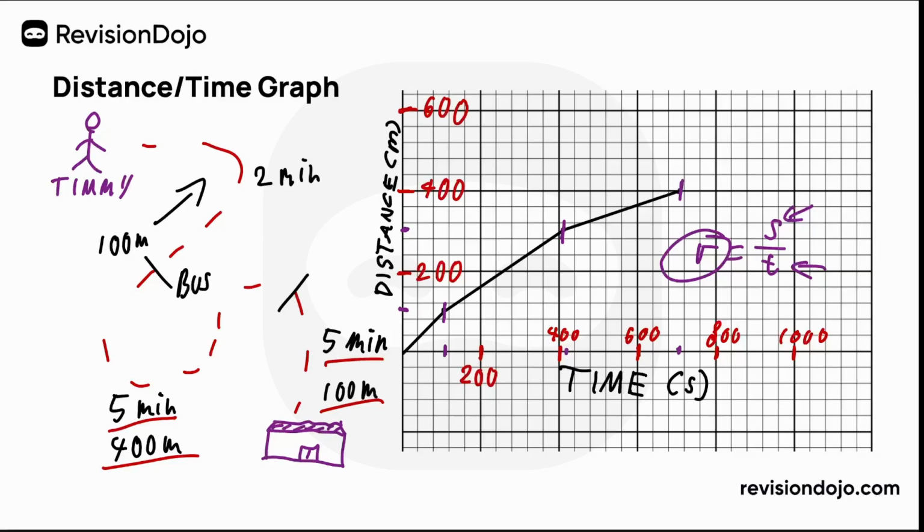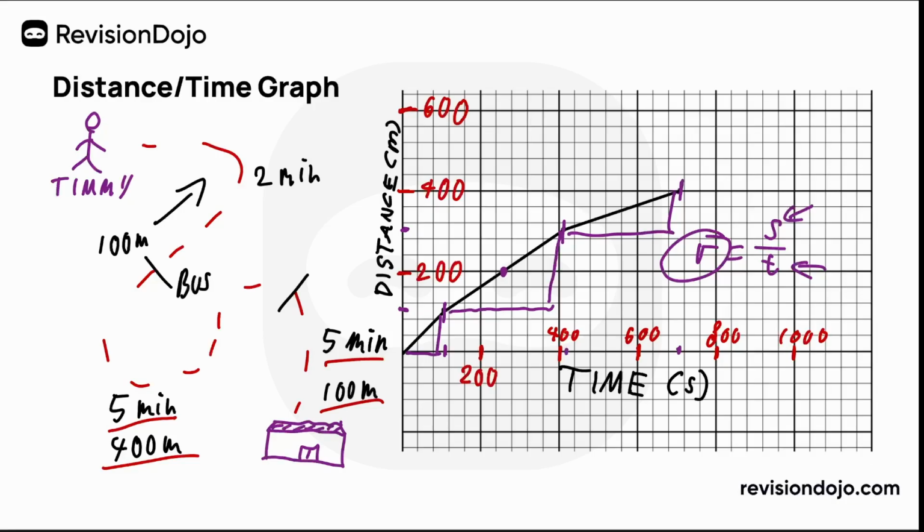Because the gradient is always calculated by rise over run. So for example, the gradient at this point is going to be 200 over, well, approximately 250, maybe, something like that. And that is also actually the gradient of this entire section because it is a straight line. Then we can also calculate the gradient here if we want to figure out how fast Timmy was running to get to the bus, and the gradient here to calculate how fast Timmy was walking from the bus stop to the school. So this is one of the most important pieces of information for a distance time graph.